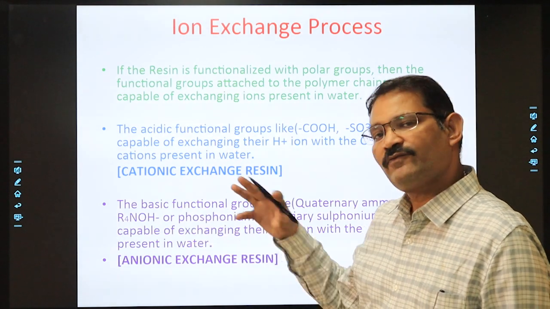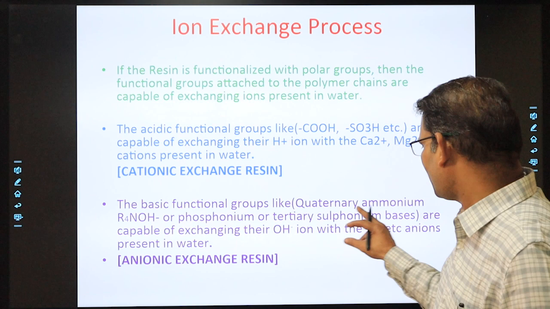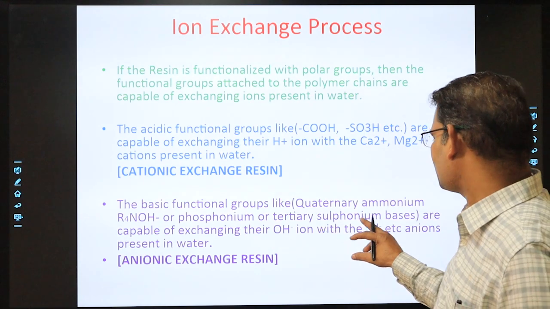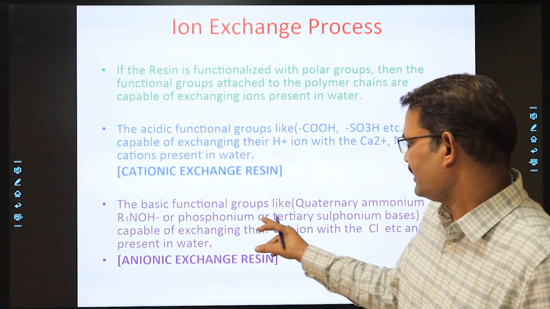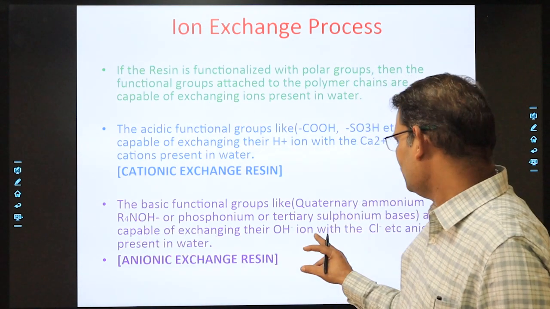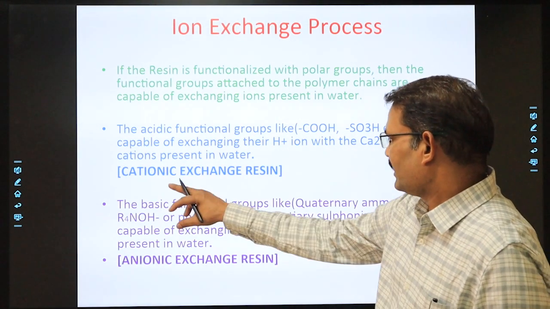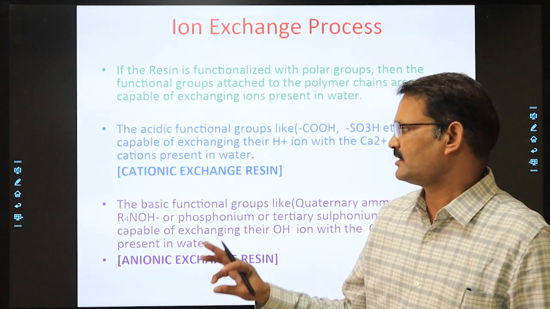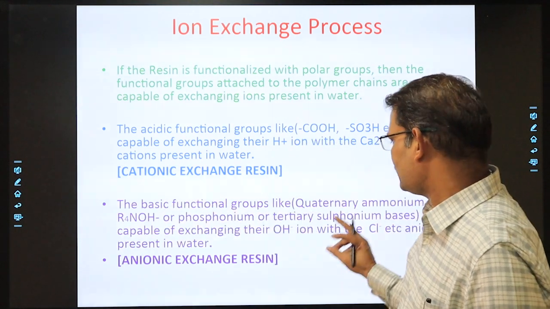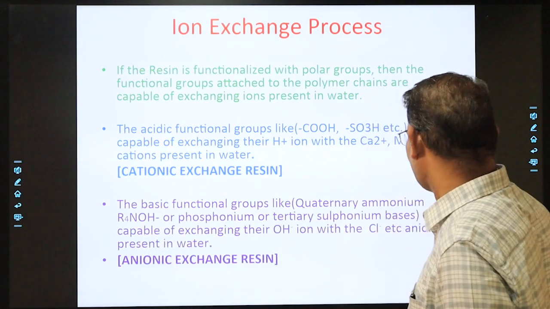Or otherwise, if the hydrocarbon resin is functionalized with quaternary ammonium, phosphonium or tertiary sulfonium bases, then we call it an anion exchange resin. This OH- is capable of exchanging anions such as sulfate ions. So this is a cation exchange resin and this is an anion exchange resin. If functionalized with acidic groups, it is a cation exchange resin. If functionalized with ammonium bases, we call it an anion exchange resin.